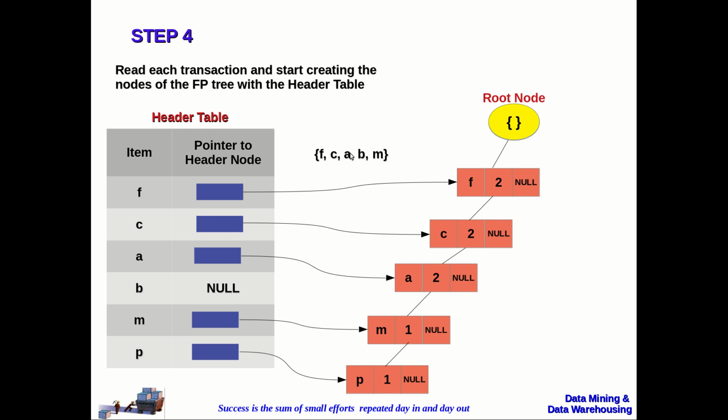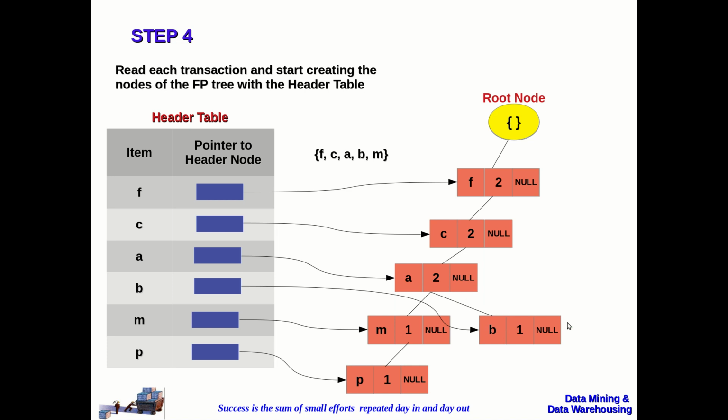From A there is no path leading to B, so I need to create a new node B, which will be pointed from A. This will be the child node of A.